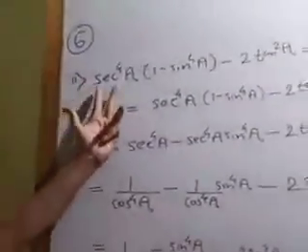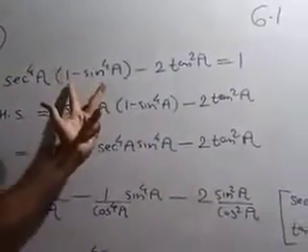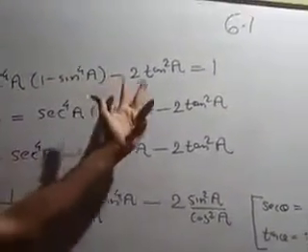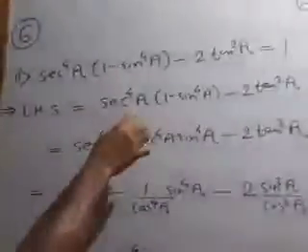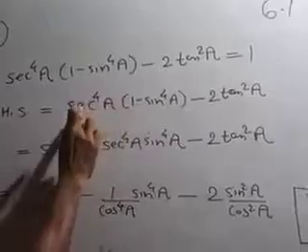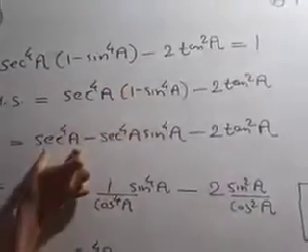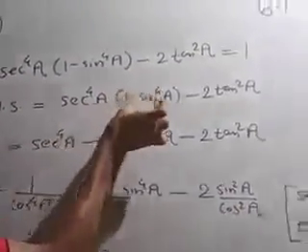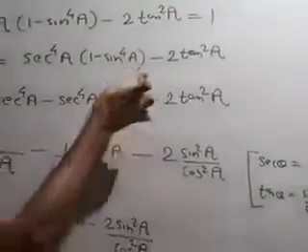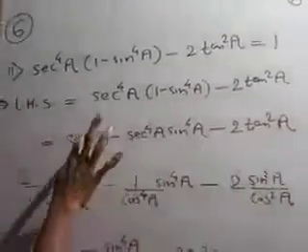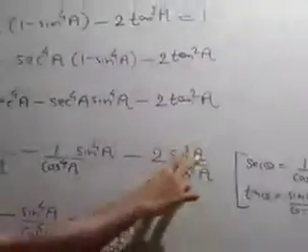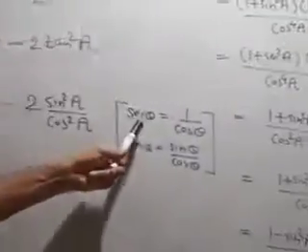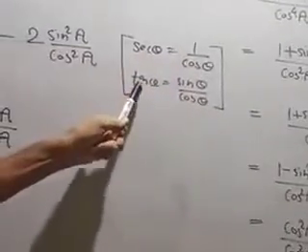Example number 11. Sec raised to 4A into (1 minus sin raised to 4A) minus 2 tan square A equal to 1. LHS. First multiply: sec raised to 4A into 1, sec raised to 4A, minus sec raised to 4A into sin raised to 4A, minus 2 tan square A. Then basic values: sec theta is 1 upon cos theta, tan theta is sin theta upon cos theta.